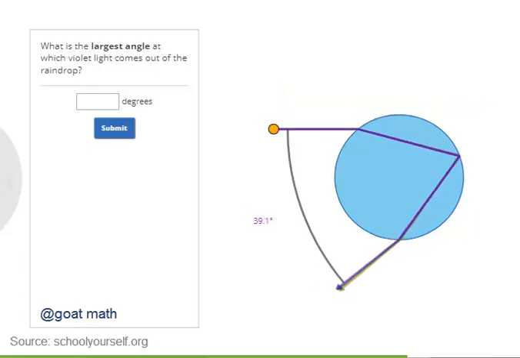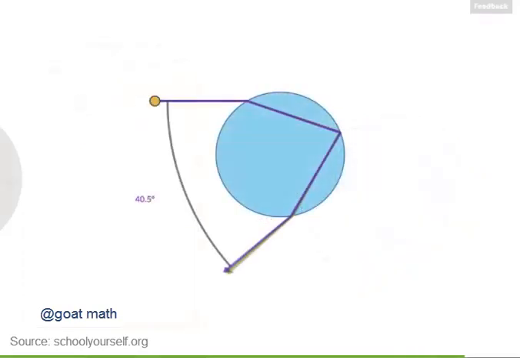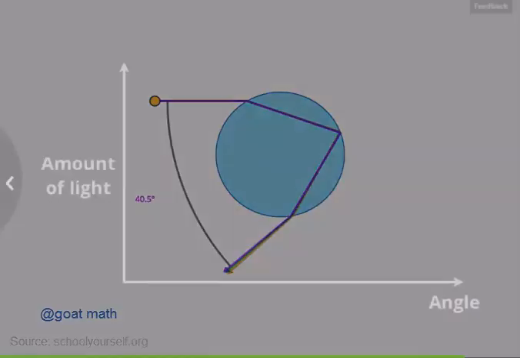Finally, let's look at the end of the spectrum, violet light, whose angle we've now labeled. So what's the largest angle at which violet light leaves the raindrop? Okay, so you found that the largest angle at which violet light comes out of the raindrop is about 40.5 degrees. Alright, let's put everything together to explain rainbows.